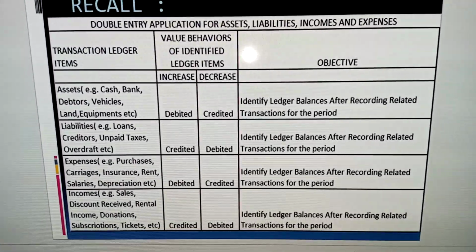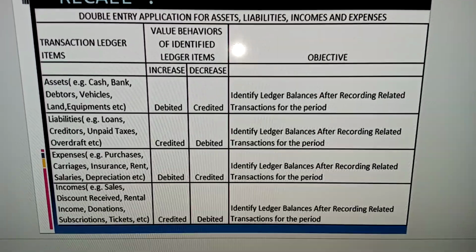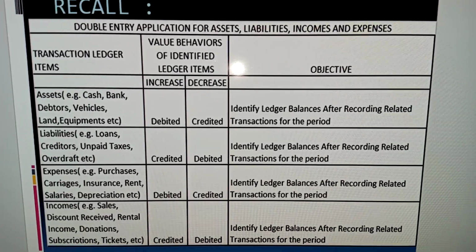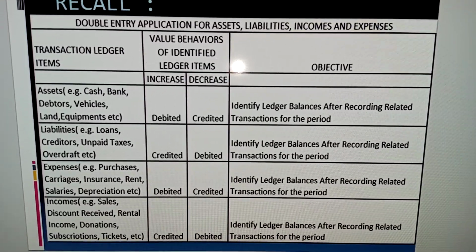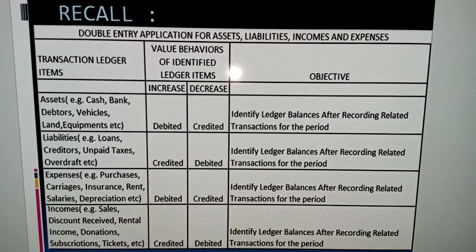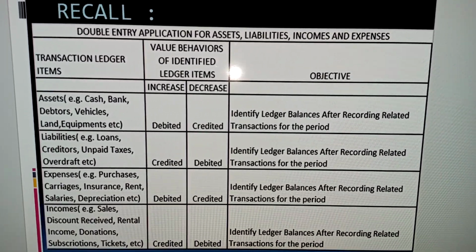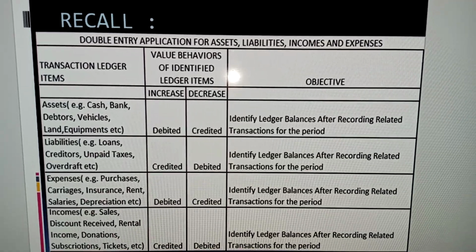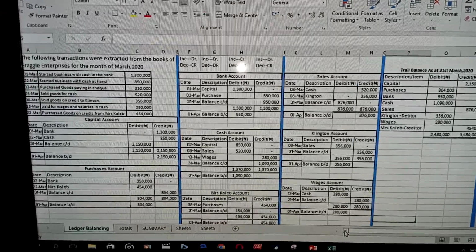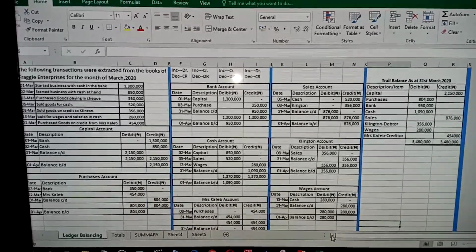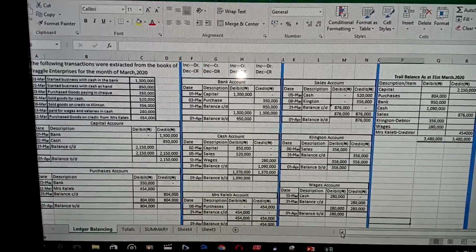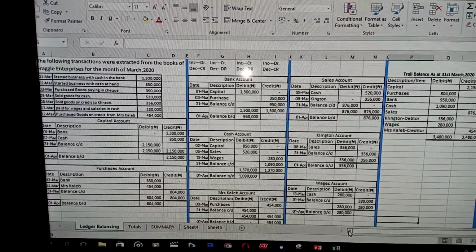After posting all transactions to the ledgers, we must be able to balance up the ledgers and identify what? The balances that each ledger is carrying. This is what we will use to prepare what? The trial balance. Here we have an illustration of preparing a trial balance by ledger balancing.